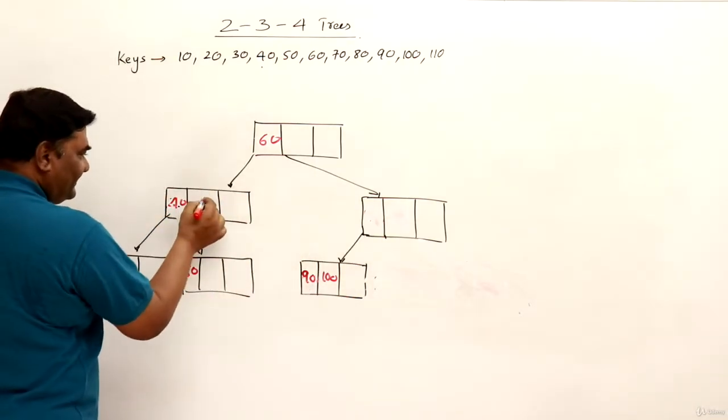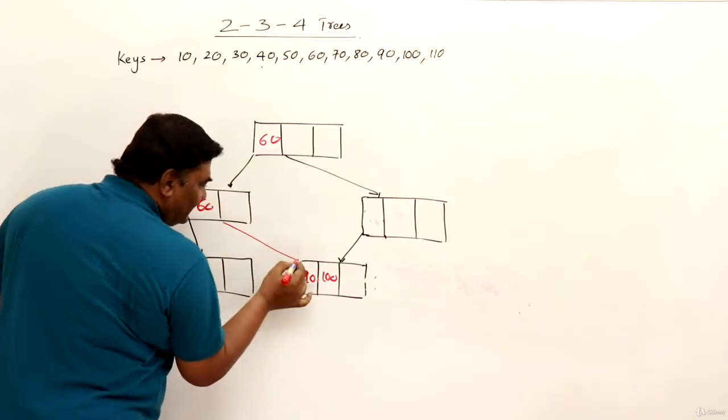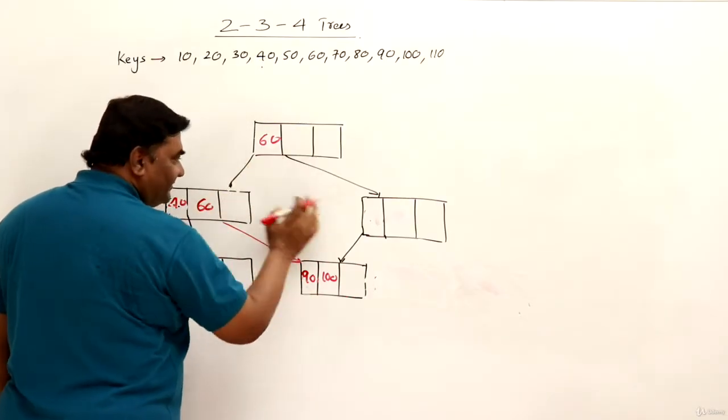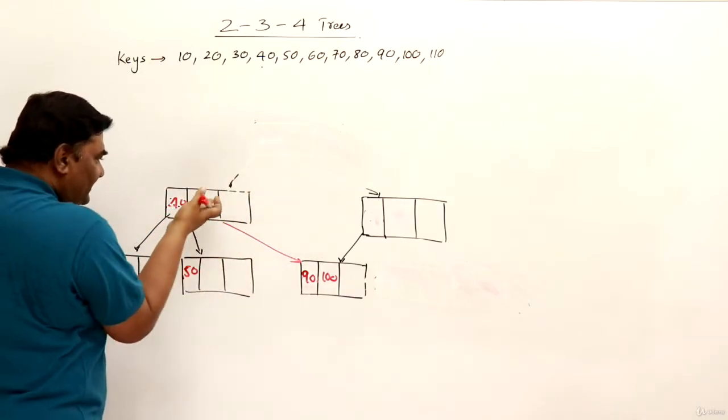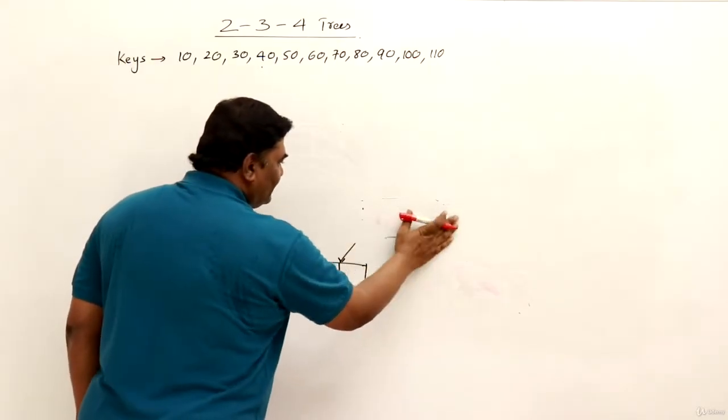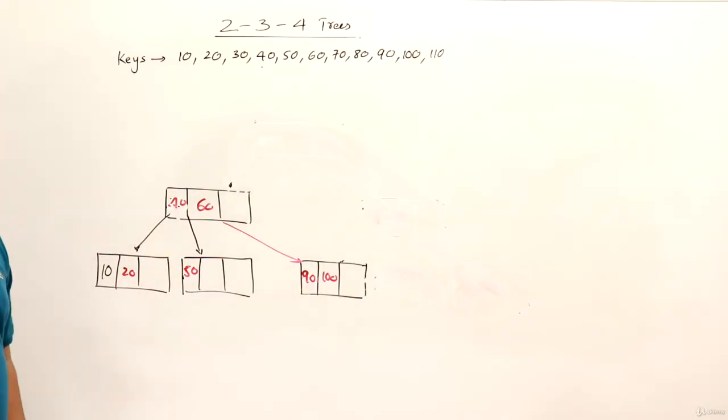So bring that one here, 60. So this will be the right child of 60 and this is merged. See, these two are merged. So this node is not there. So where will that key come? In one node. So this is also gone. This is the result after deletion.